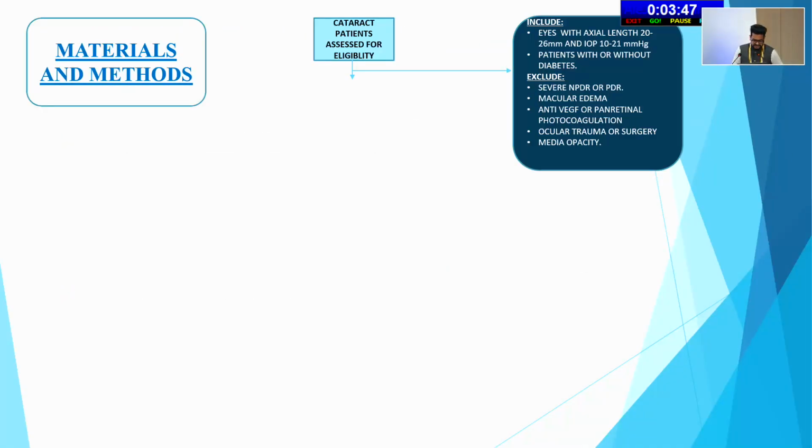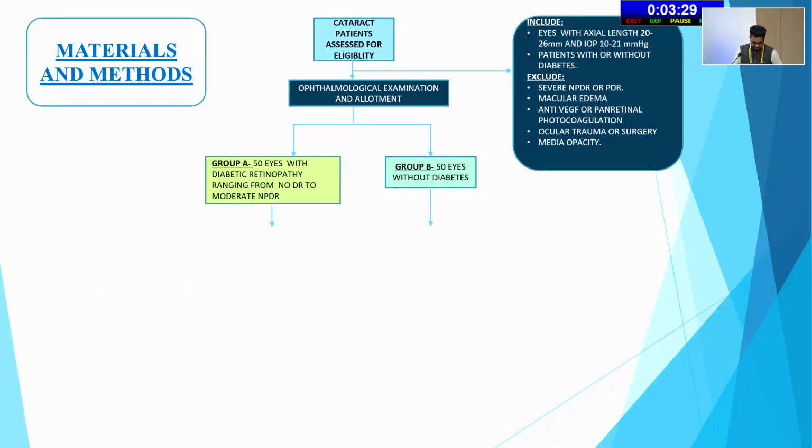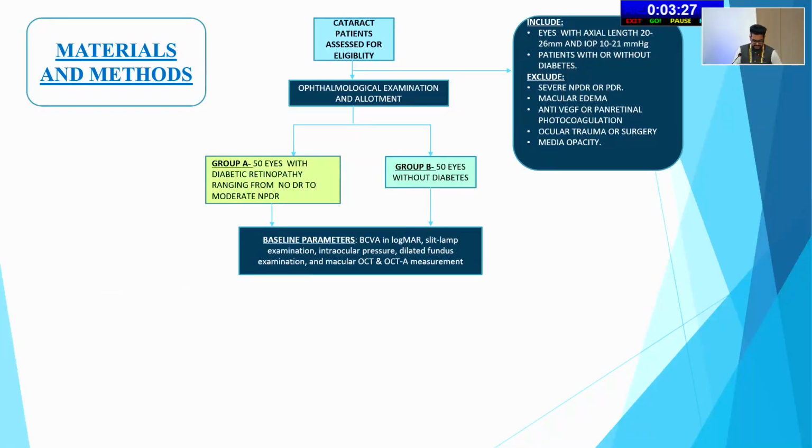Cataract patients were assessed for eligibility. Patients who followed the inclusion criteria were taken, and we excluded the patients who were not fitting the inclusion criteria. We conducted the ophthalmological examination and again divided the patients into two groups, Group A and Group B. Baseline parameters were taken, which included the vision, slit lamp examination, intraocular pressure, fundus examination, macular OCT, and OCTA.